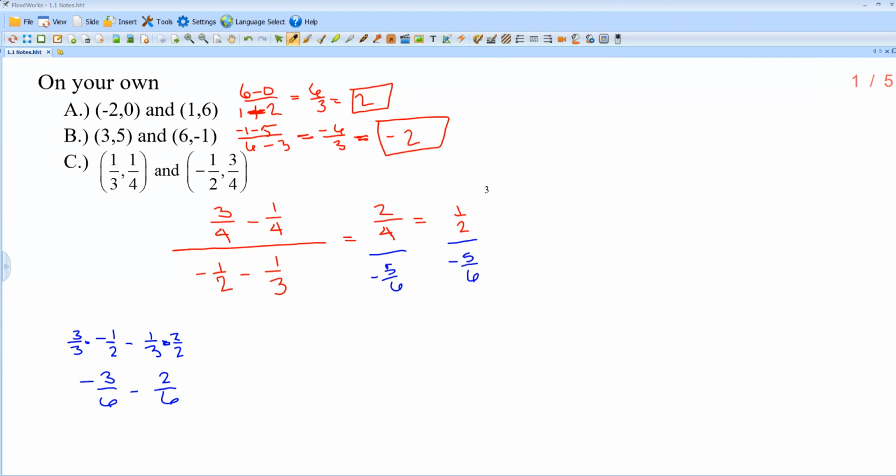And then it comes down to, okay, when I'm dividing fractions, what I can do is multiply by the reciprocal of the denominator. So what I'm just going to change this into now is 1/2 times negative 6/5, which gives me negative 6/10, which is negative 3/5. I'll totally agree with you. It's a little bit more tedious of a process, but it's easy, tedious stuff.